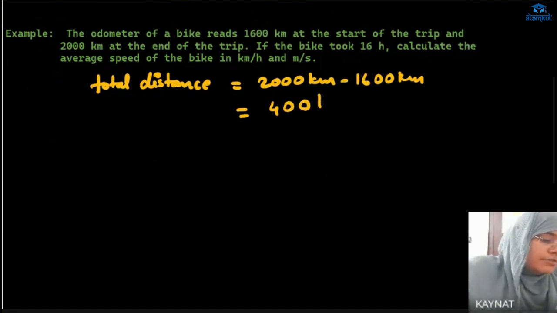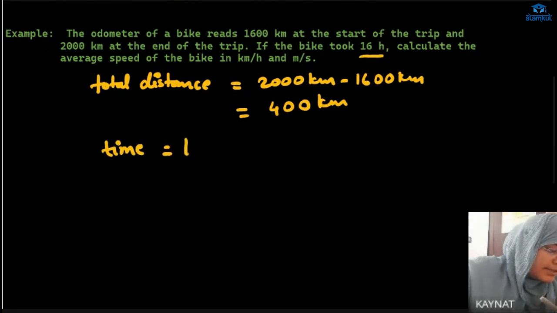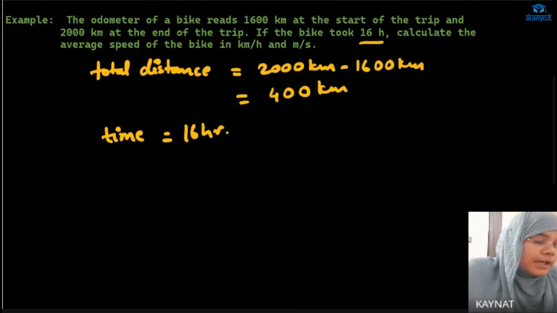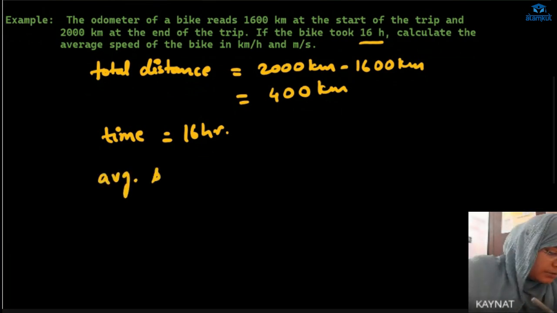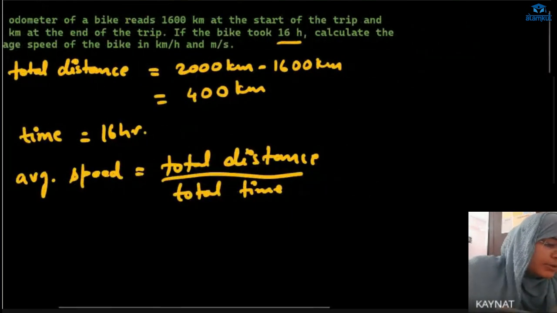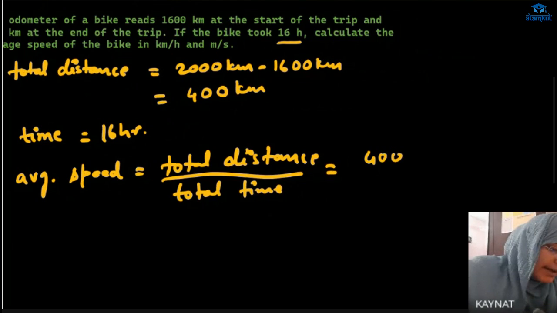The distance traveled by the bike is 400 kilometer and the time taken is 16 hour. Calculate the average speed of the bike in kilometer per hour and meter per second. So average speed is total distance upon total time. Here total distance is 400 and total time is 16.